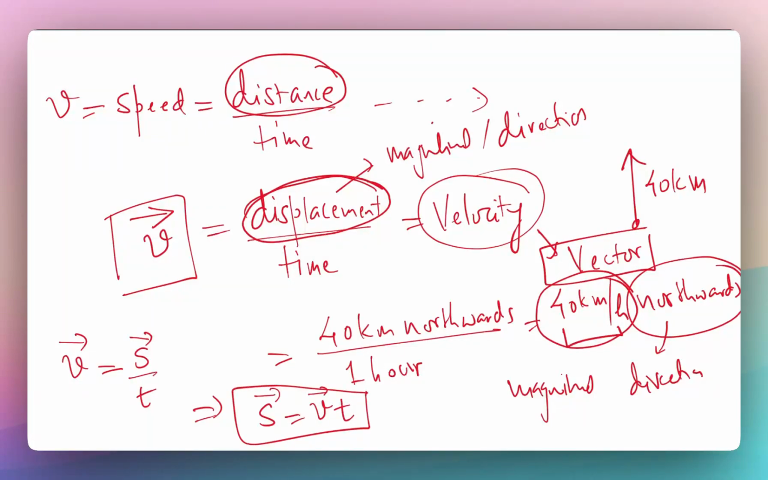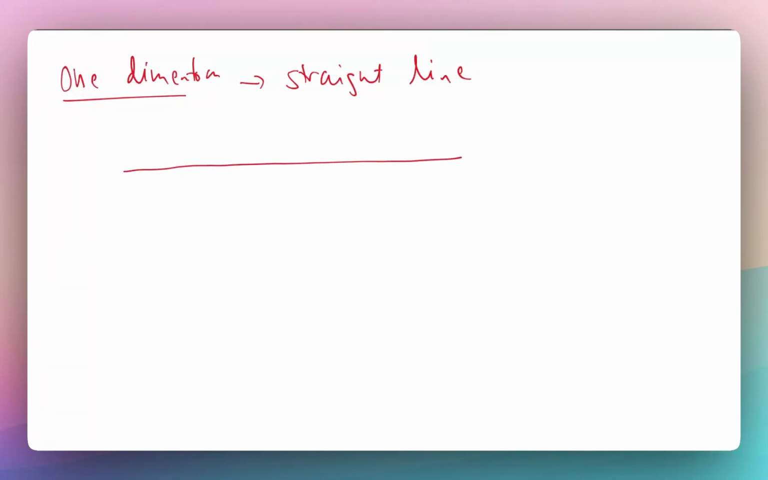Now, if we look at this only in one dimension, which means we are only interested in motion in a straight line, how does motion in a straight line look? We are going to only move in a straight line, either in this direction or in this direction. We are not going to go up and down or anything like that. We are only going to move like that. That's called motion in a straight line.